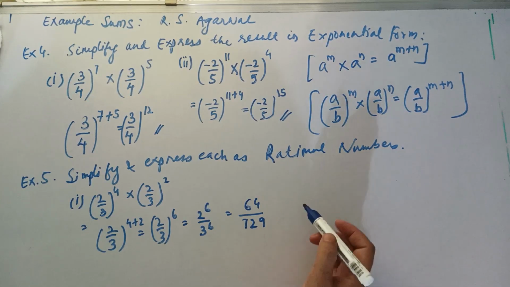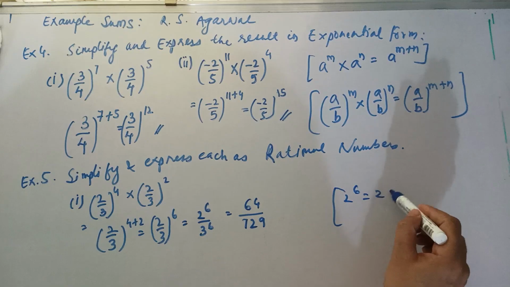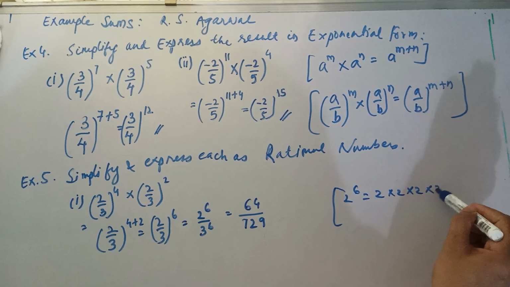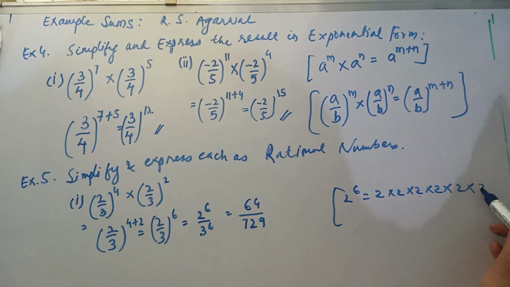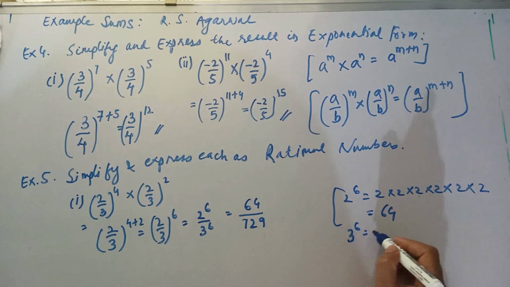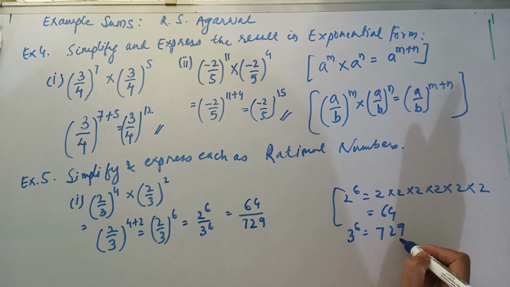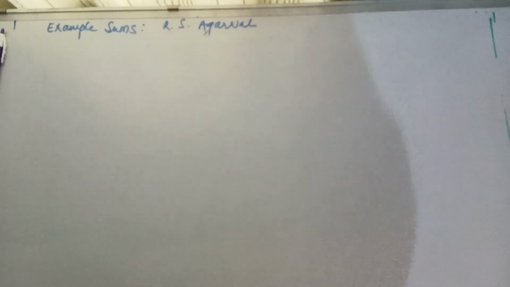Okay. So 2 raised to 6 and 3 raised to 6, you can do it like this. 2 raised to 6 is 2 into 2 into 2, 6 times. So 2, 3, 4, 5 and 6. Again, you can multiply and you will get 64. And 3 raised to 6, you will get as 729.